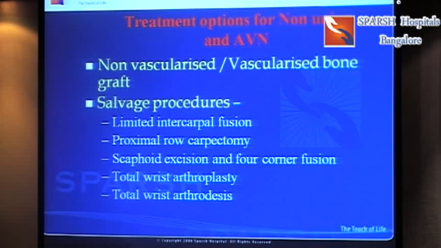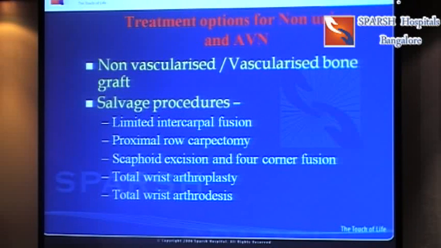either intercarpal fusion, carpectomy, scaphoid excision and four-corner fusion, and these are the advanced ones. Don't worry about these, okay? But you should know at least about scaphoid excision and four-corner fusion. This is the one which is commonly done, proximal to carpectomy. So keep this. The basic algorithm is location of fracture, vascularity, and whether degeneration is there or not.